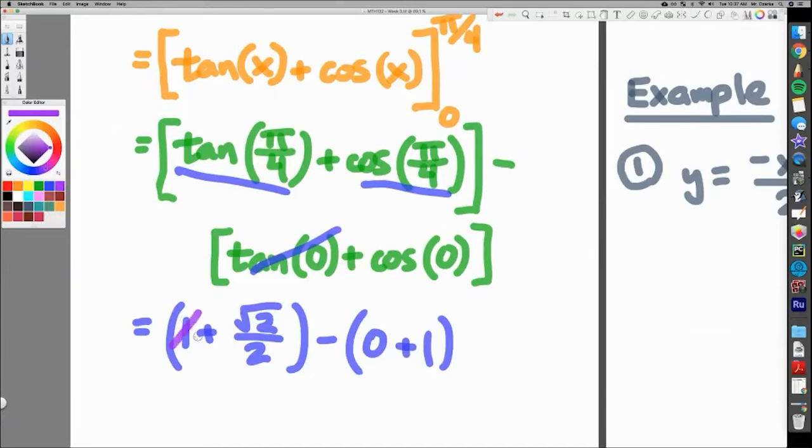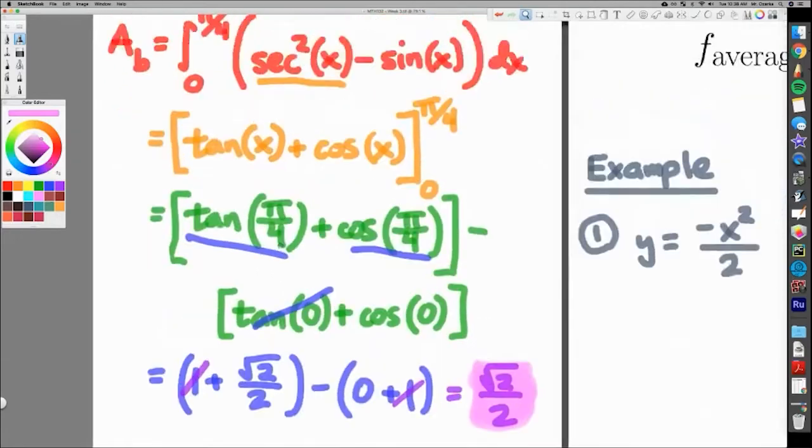Okay, the 1s are going to cancel because it's 1 minus 1. So you're left with root 2 over 2, which is the answer we got originally, if you remember. So everything works out. All right, questions on that first example?